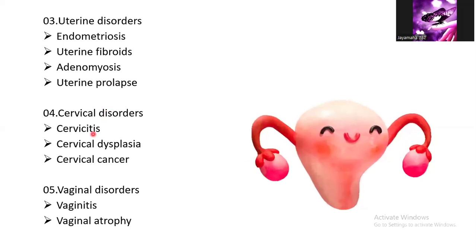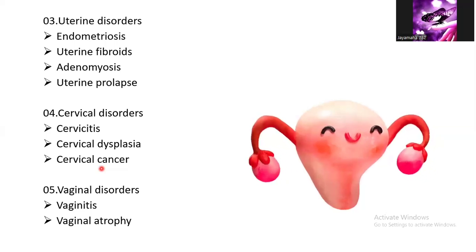Now let's move on to the cervical disorders. Under that, cervicitis means inflammation of the cervix. It's often due to infections like chlamydia or gonorrhea. Then cervical dysplasia is abnormal changes in the cervical cells, often due to human papilloma virus, which can lead to cervical cancer. Cervical cancer is a malignancy, often linked with human papilloma virus infection. It's detected through pap smears.